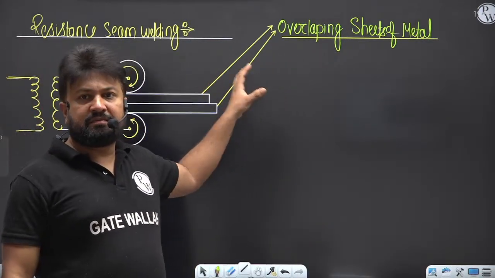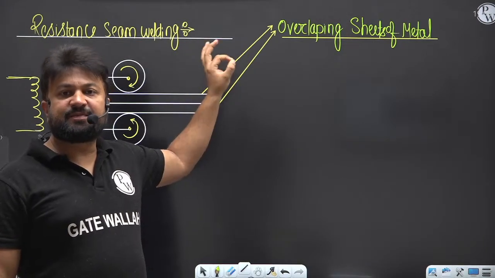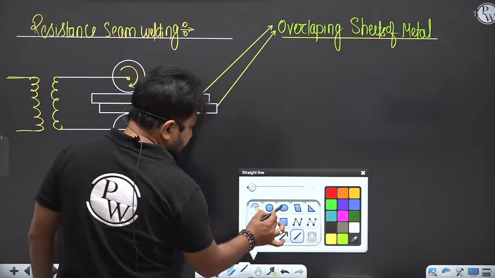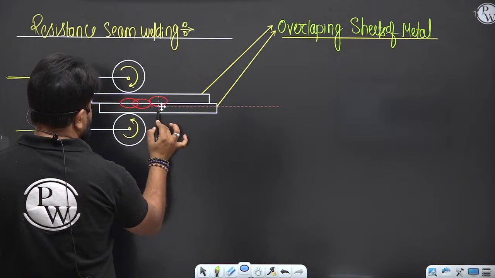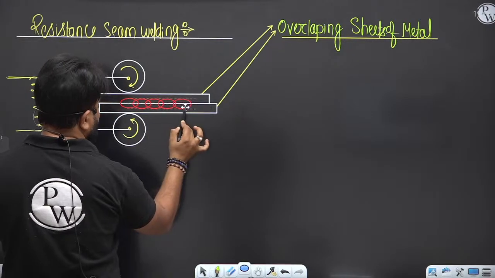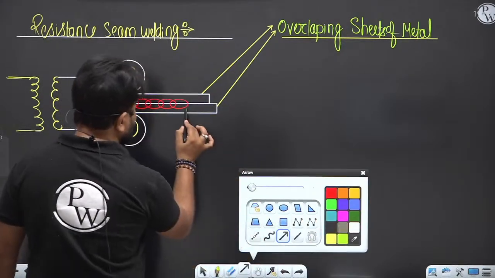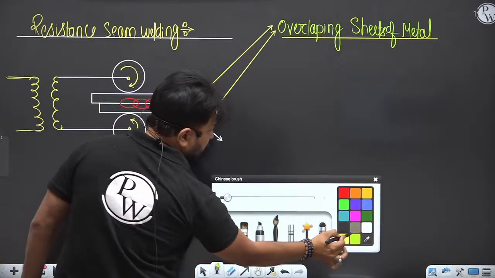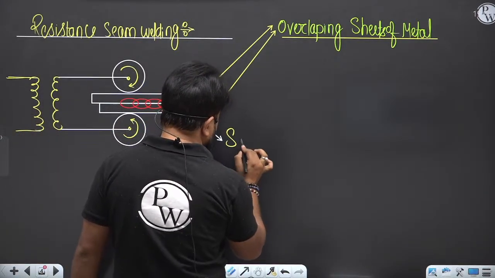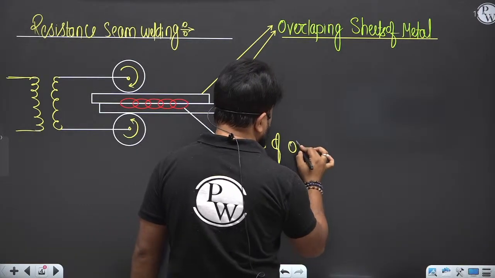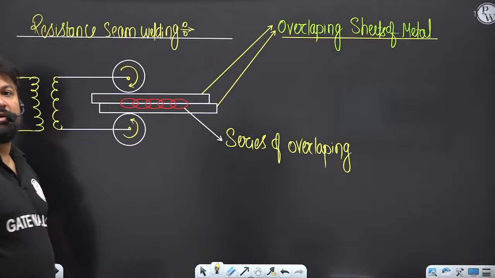So the seam, basically, what is resistance seam welding? Here there is a series of overlapping spot welds. There will be a series of overlapping spots like this, like this, like this. So overlapping spots are produced here. My dear friend, this is the overlapping spot. I hope my voice is clear. There will be a series of overlapping spot welds.